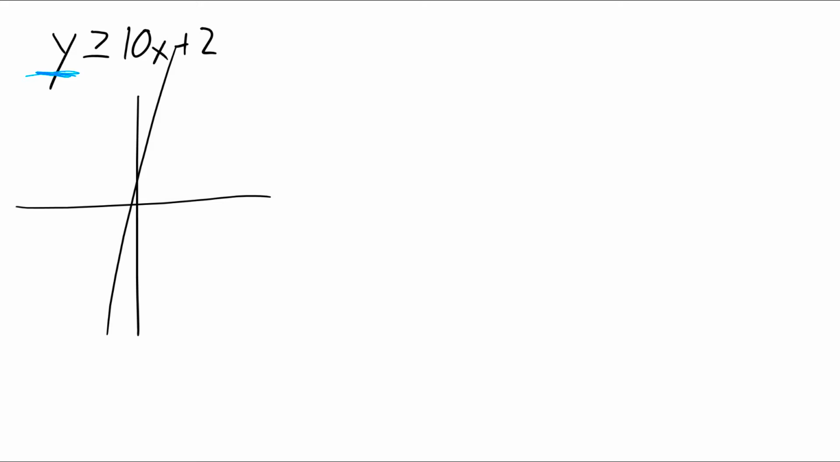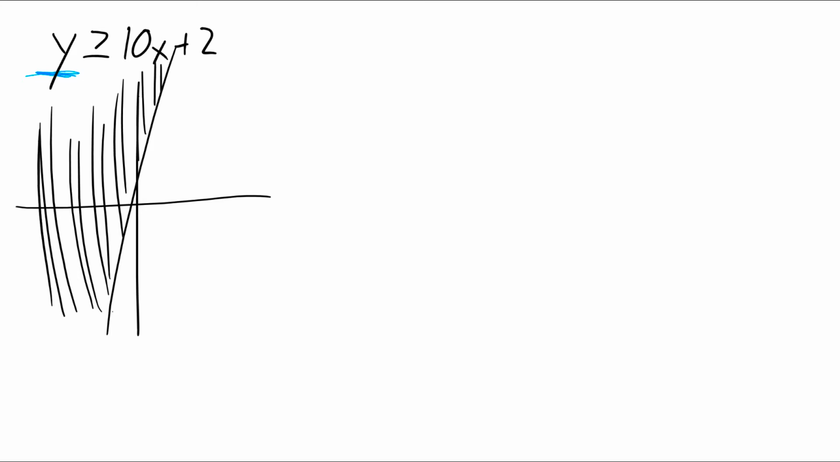So in this example, y is greater than, so if the y values are greater than the line, that means we would shade up from the line. So it's going to kind of look like we're shading to the left, but again, we are actually shading above the line.